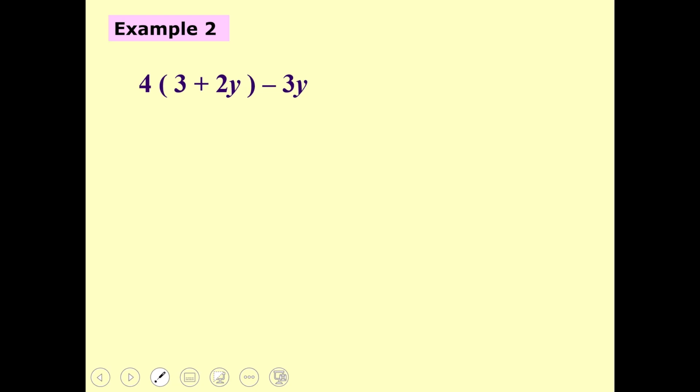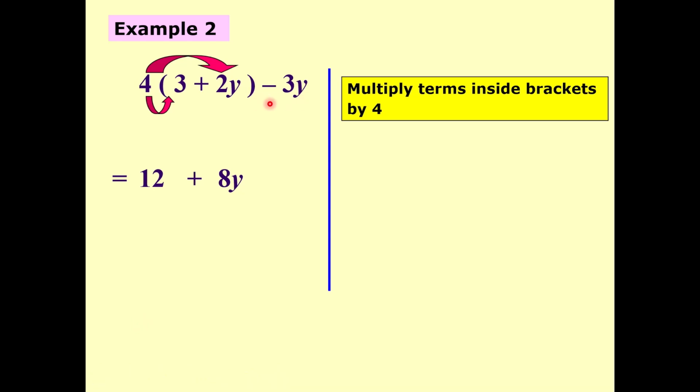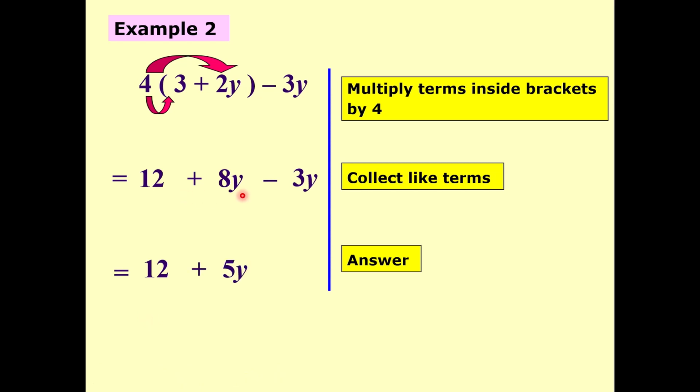4(3 + 2y) - 3y. First step, we're going to expand that bracket and multiply everything inside the bracket by 4. So first thing, we've got 4 times 3 to give you 12, 4 times 2y to give you plus 8y, and then we've got that minus 3y on the end we've not done anything with, so we just need to keep that as it is. Our next step is to then collect like terms. So we've got 12 just on its own, then we're going to collect our 8y subtract 3y to give us 5y. And that's your final answer.